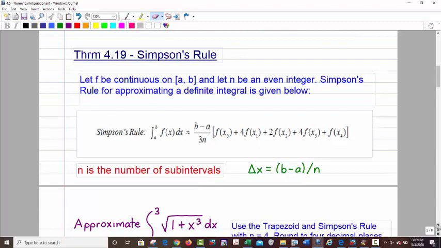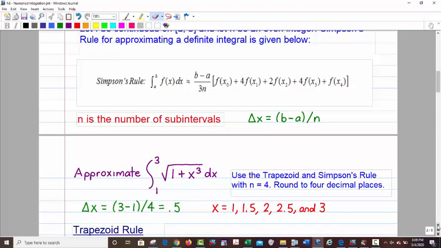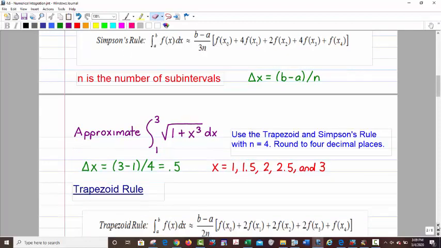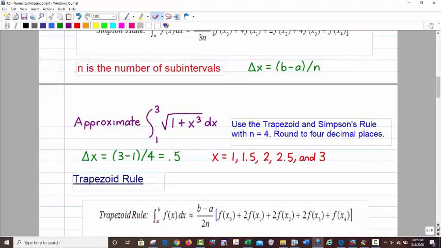All right. So here we go. We're going to take that problem we just did, and we're going to use the trapezoidal and Simpson's rule with n equals 4, and we're going to round these to 4 decimal places.